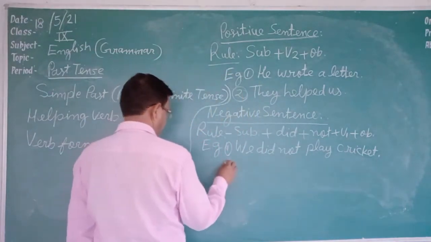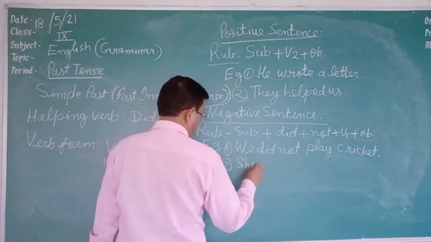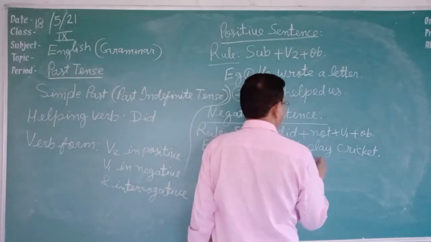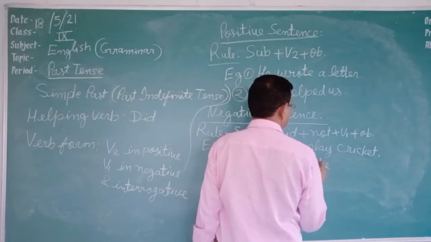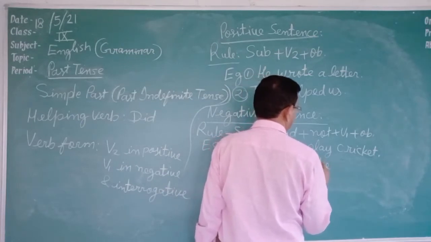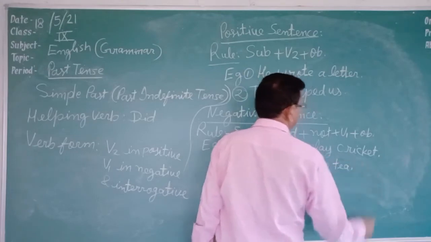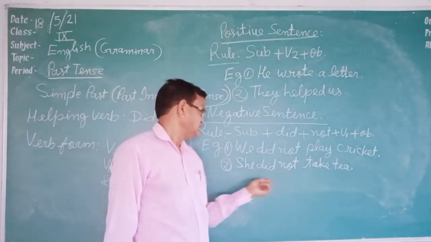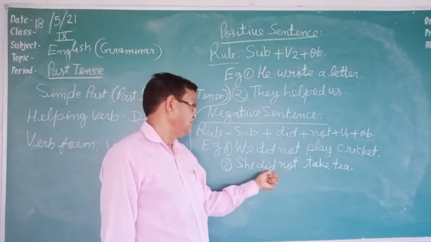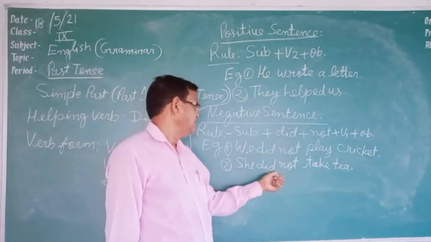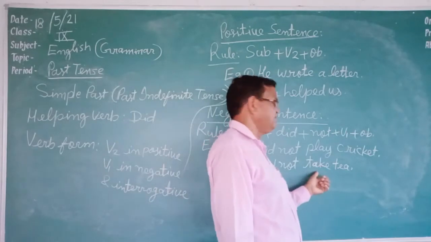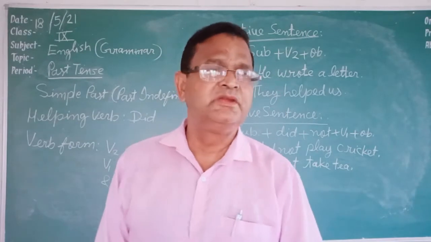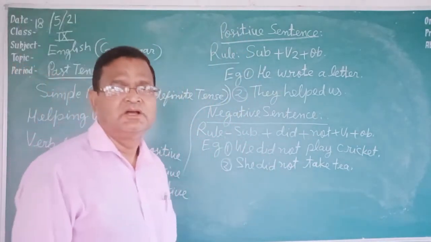One more example you can take. She did not take tea. This is a sentence of simple past. She did not take tea. First of all, the subject she has been written, then did the helping verb, then the word not, then the first form take, then the object tea. It is the rule of the negative sentence of simple past.